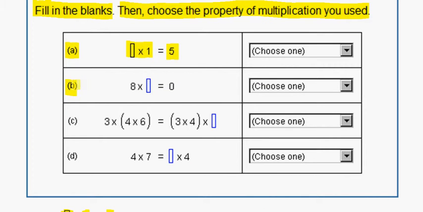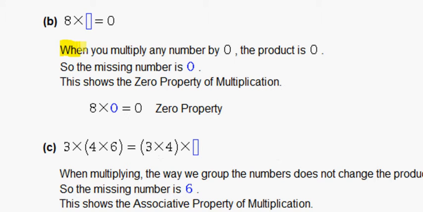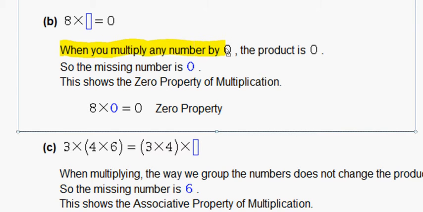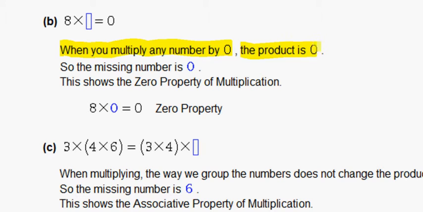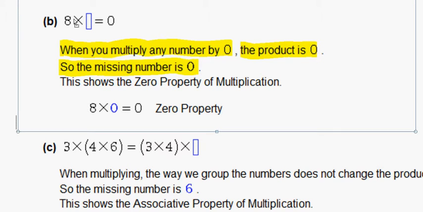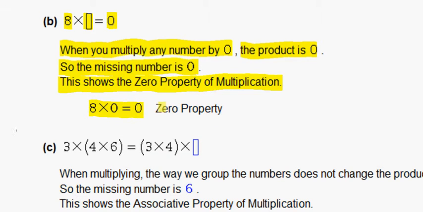Next, we'll look at question B, which is 8 times blank equals 0. When you multiply any number by 0, the product is 0. So the missing number is 0 because we have 8 times a number and it gives us 0. So we know the missing number has to be 0. This shows the 0 property of multiplication. 8 times 0 equals 0, the 0 property.